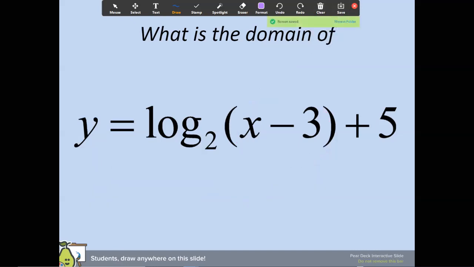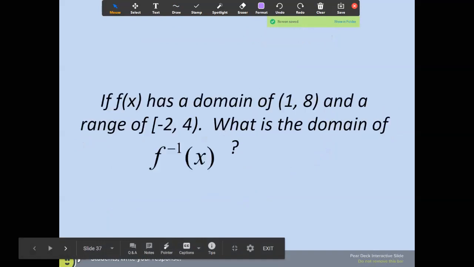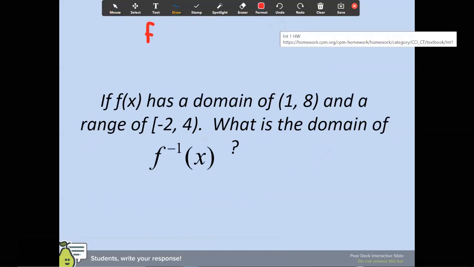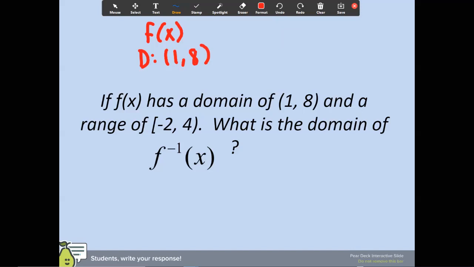Okay, next problem. So this one, we want the domain. So the domain of my original, let me just jot this down here. So my original f of x, my domain was 1 to 8 open bracket. My range was close bracket -2 to 4 open bracket.